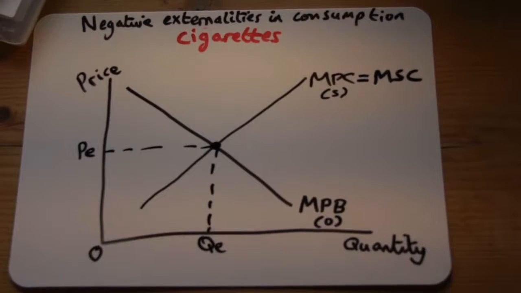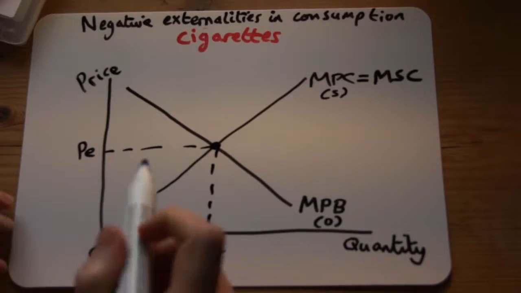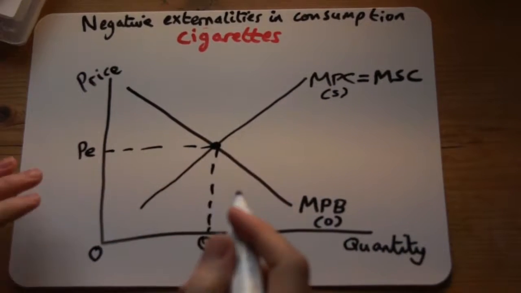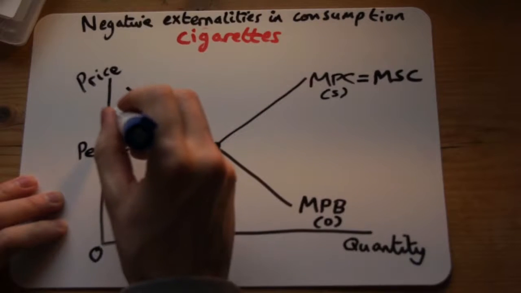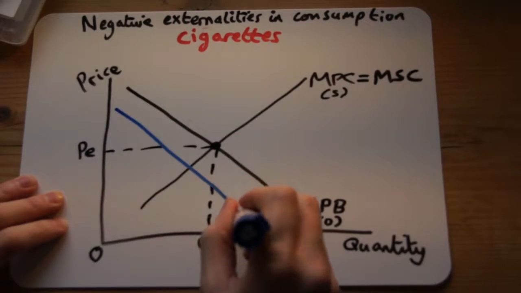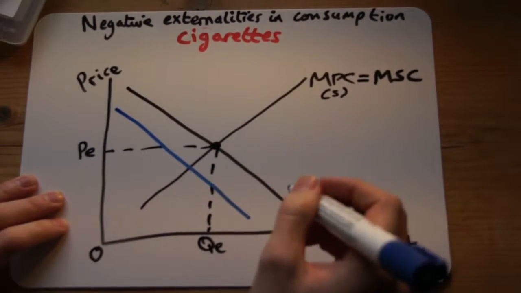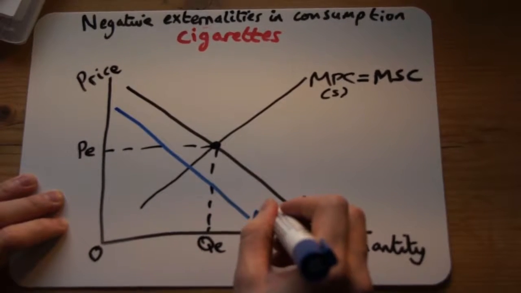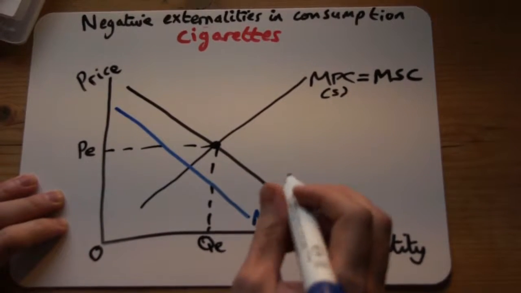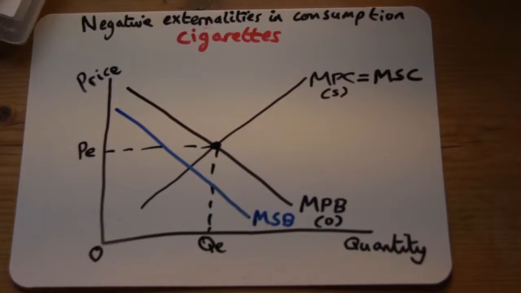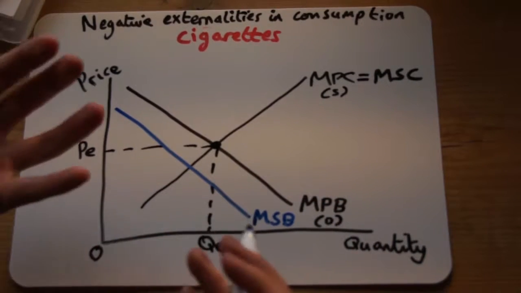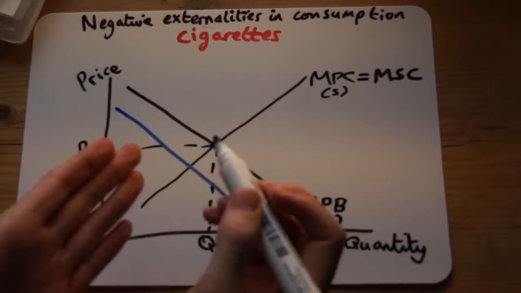But we also know that cigarettes are bad for society because of spending on the NHS and people getting ill, etc, etc. So we know there should be less of a quantity consumed of cigarettes. So we need to then shift the private benefit line inwards, and we call that the social benefit line. Because if we understood the social effects of smoking, we would actually want to consume less.